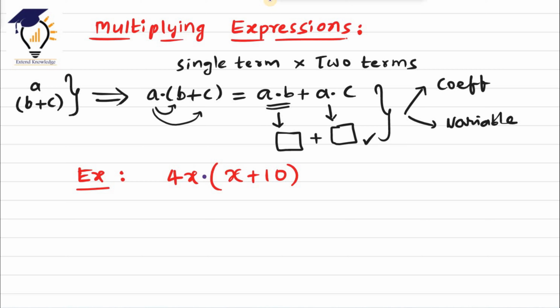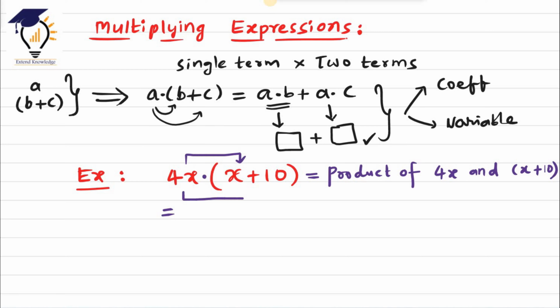The question may be asked like, find the product of 4x and x plus 10. The question may ask this way or that way, both are the same. So if given the product of 4x and x plus 10, that is 4x times (x plus 10), which is equal to, so I have to distribute this. 4x will be distributed over x and 4x will be distributed over 10. So let me write down 4x times x, putting in parentheses, plus 4x times 10.